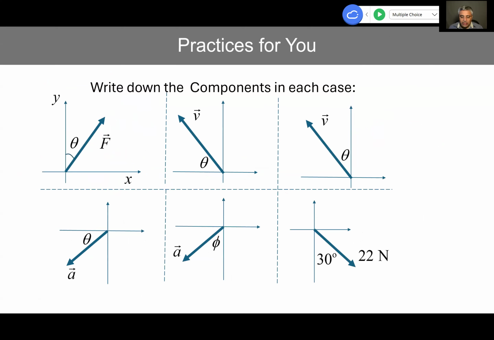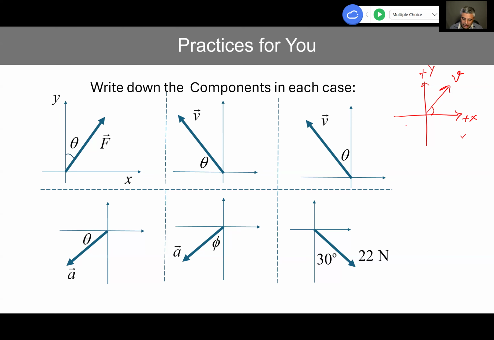Okay, so now here are some practice situations. We already did one, something like that we had in the previous slide. Our V was something like this, positive X, positive Y. So we already did one of these.